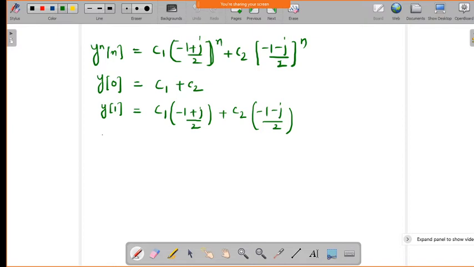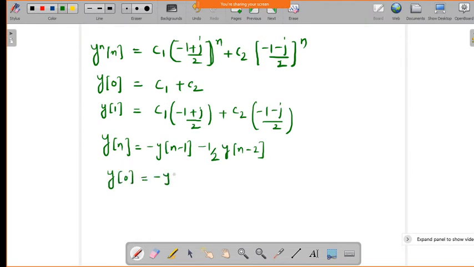Okay. So y of n is equal to minus y of n minus 1 minus half into y of n minus 2. Now find out what y of 0 is from this equation. You will get minus y of minus 1 minus half into y of minus 2.